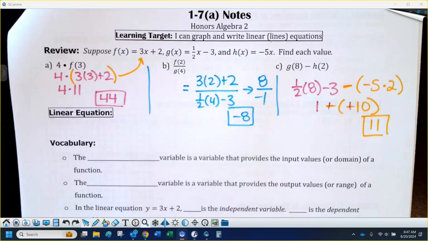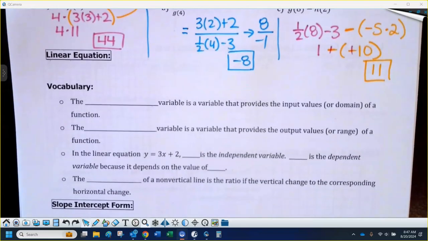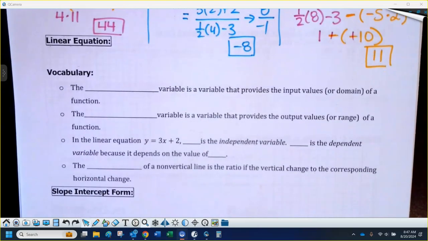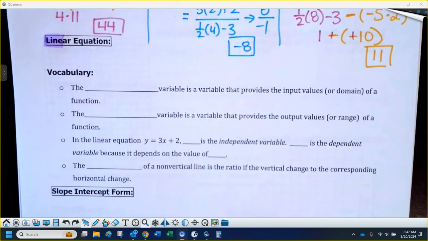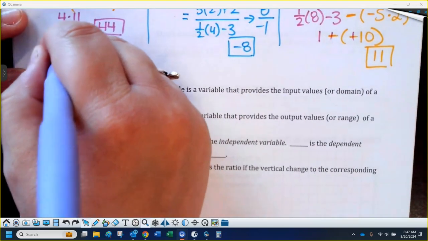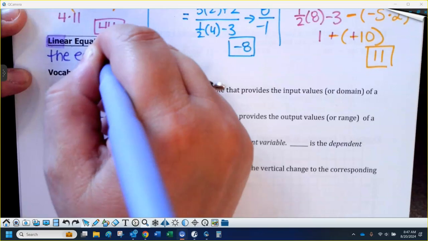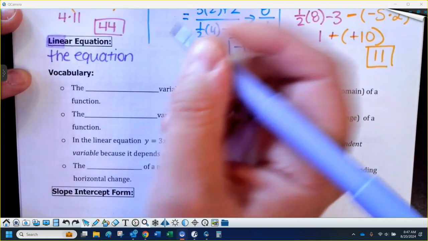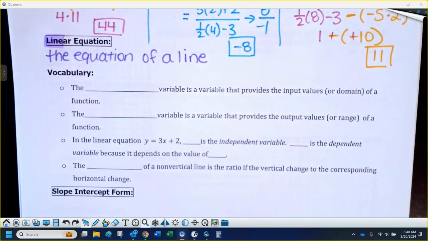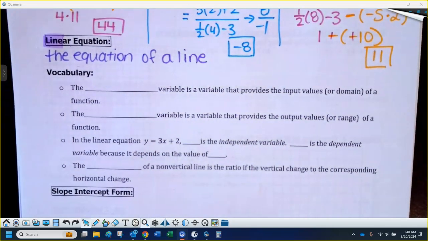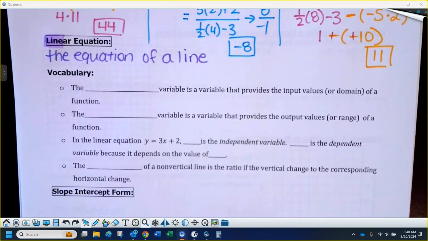Little function review. All right, linear equation is what we're going to focus on today, and graphing linear equations in a couple different formats. A linear equation has the word line in the word linear. It's just the equation of a line. Now, there's a couple different formats. We're going to talk about slope-intercept form, and we're also going to talk about standard form today for graphing.